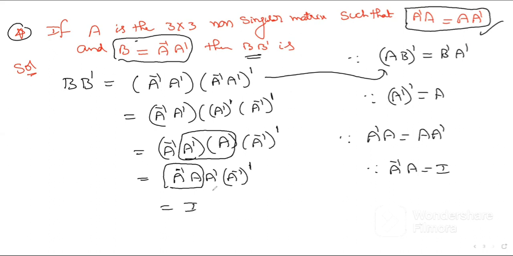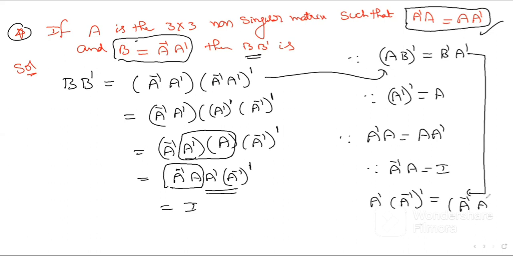I into A dash into (A inverse)' is nothing but, according to this property, we should write (A inverse A)'. So I into any matrix is the same matrix. A inverse into A is nothing but I, and I transpose is nothing but I. What is the answer here? Unit matrix I.